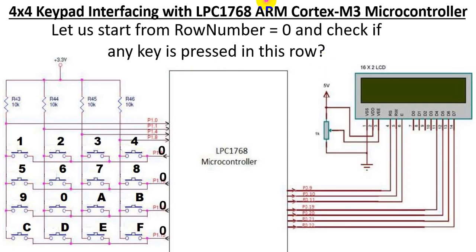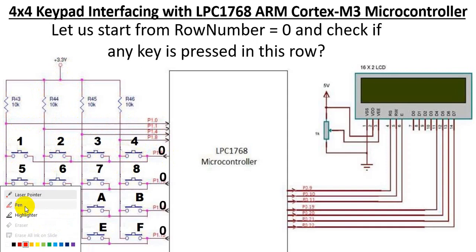So what next? Let us start with row number 0 and check if any key has been pressed in this row or not. So this row, if you see all these connections, this is connected to 0 now. Right? Have you pressed key 1? No. So if you have not pressed key 1, this works as an open circuit. So in that case, P1.0 will still read a high. Has key 2 been pressed? No. Key 3 has been pressed? No. Still this will read a high. Has key 4 been pressed? No.